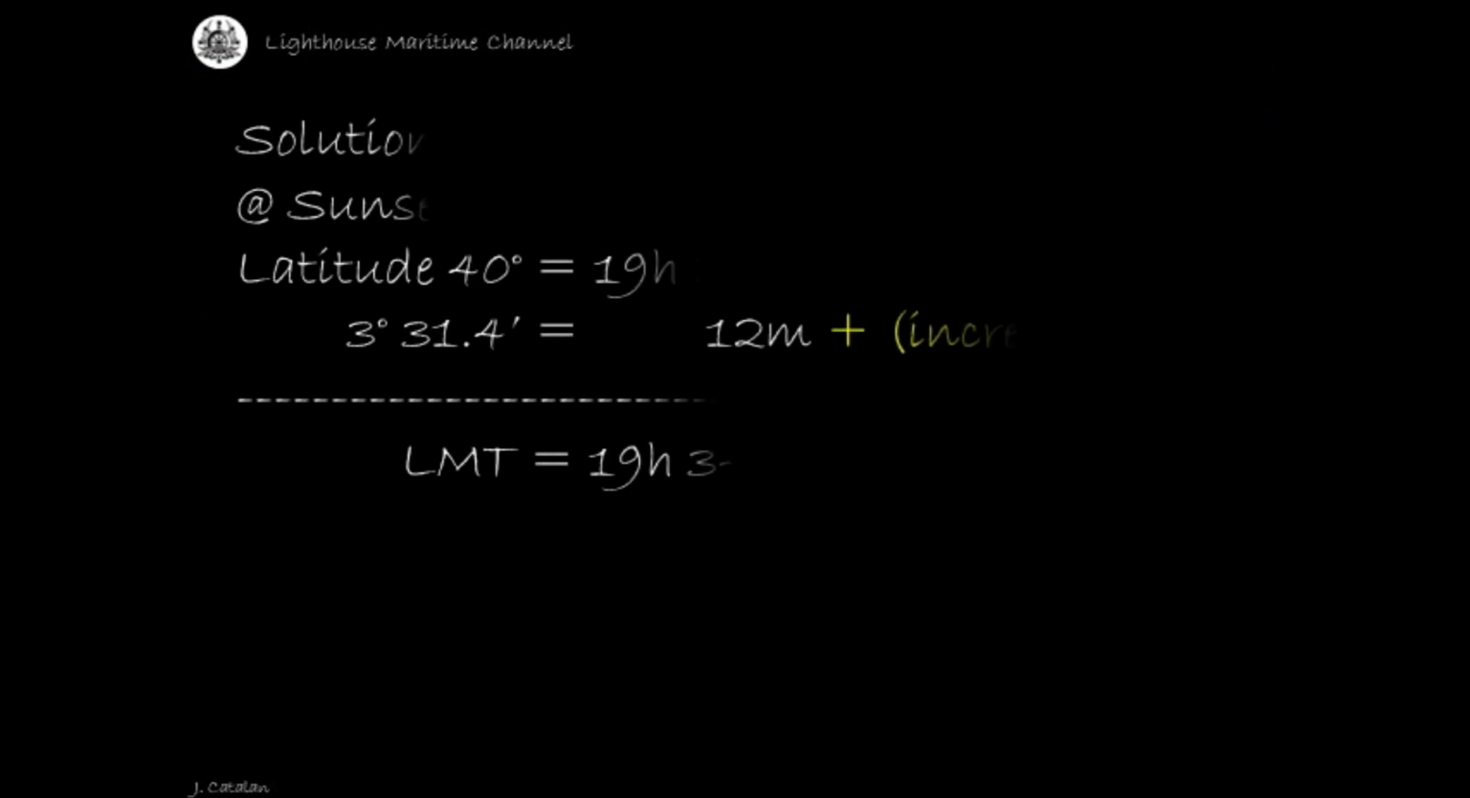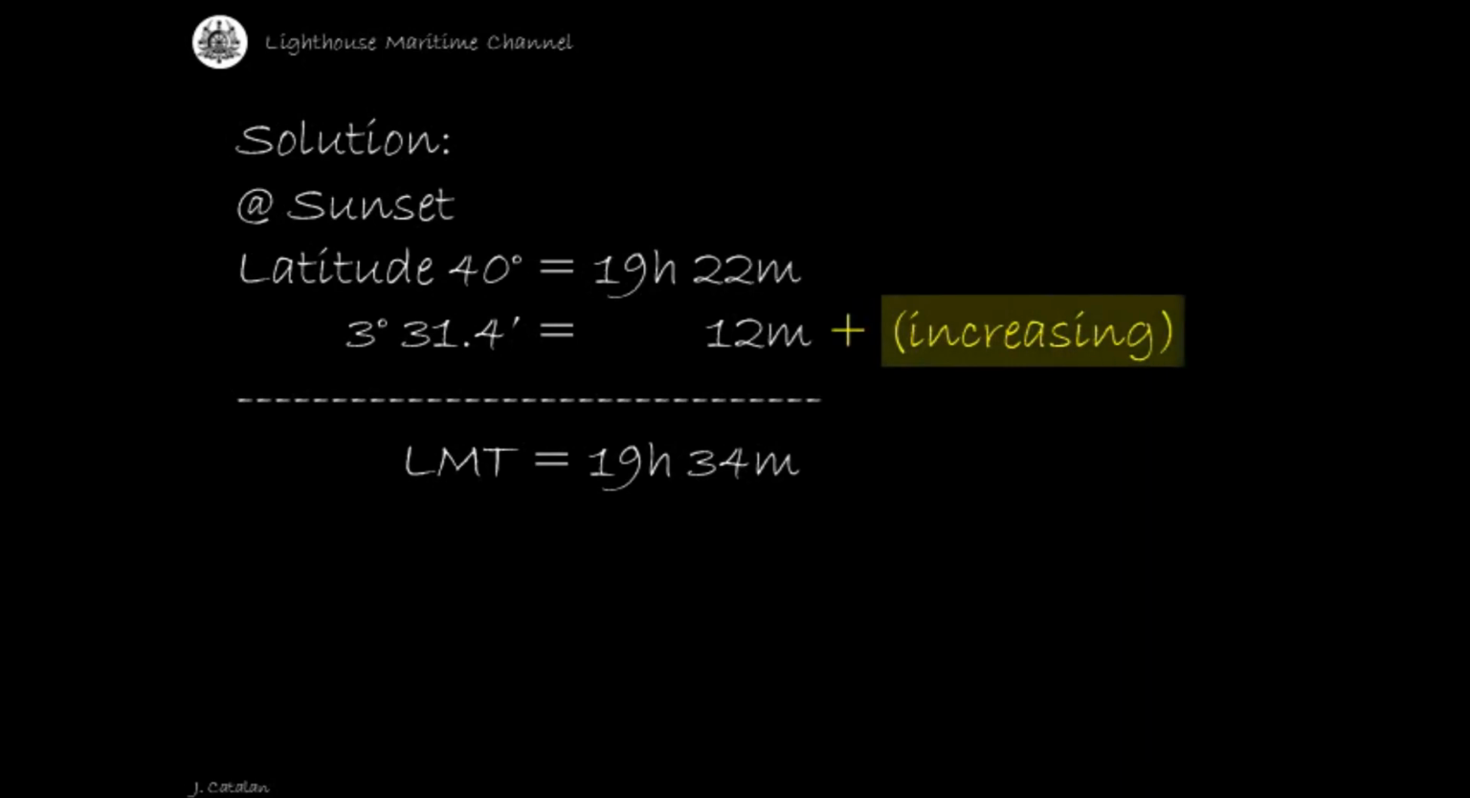Solution. At sunset, latitude 40 degrees is equal to 19 hours and 22 minutes. Added by the time value of 3 degrees and 31.4 minutes, which is equal to 12 minutes. Why do we add? It is because the time of sunset is increasing. The result is the LMT, which is equal to 19 hours and 34 minutes.